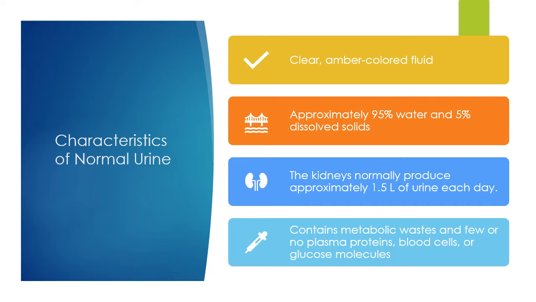So characteristics of normal urine include that it should be clear, amber-colored fluid, as we know. 95% of it should be water and 5% dissolved solids. The kidney normally produces about 1.5 liters of urine each day, and it contains metabolic waste and few, if any, plasma proteins, blood cells, or glucose molecules, at least when things are going normally. Obviously, all that changes when we have dysfunction.